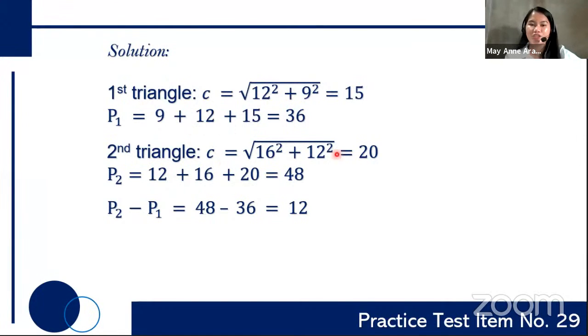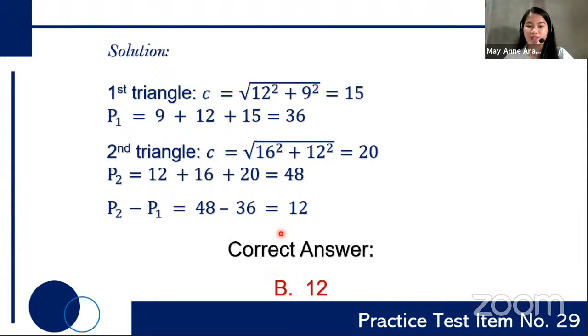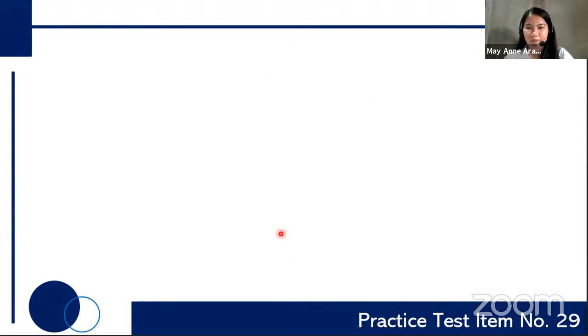And for the second triangle, get the length of the missing side. So you have 16 squared plus 12 squared. Simplify this, you will get 20. Just add 12 plus 16 plus 20, that is 48. Then just subtract the two perimeters. So 48 minus 36 is 12. So the answer is letter B.